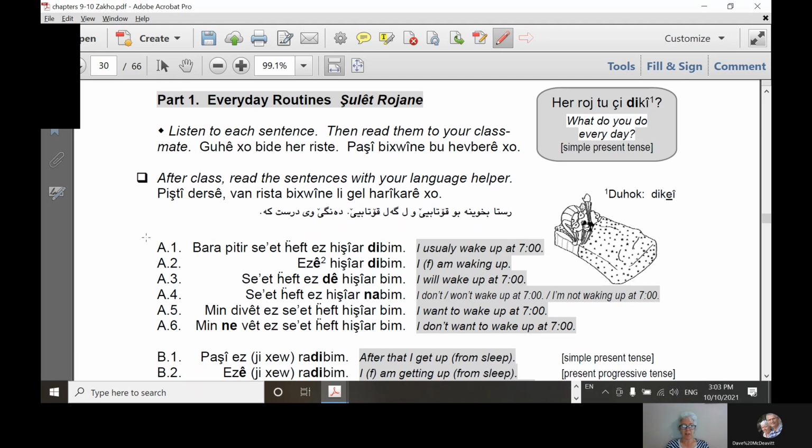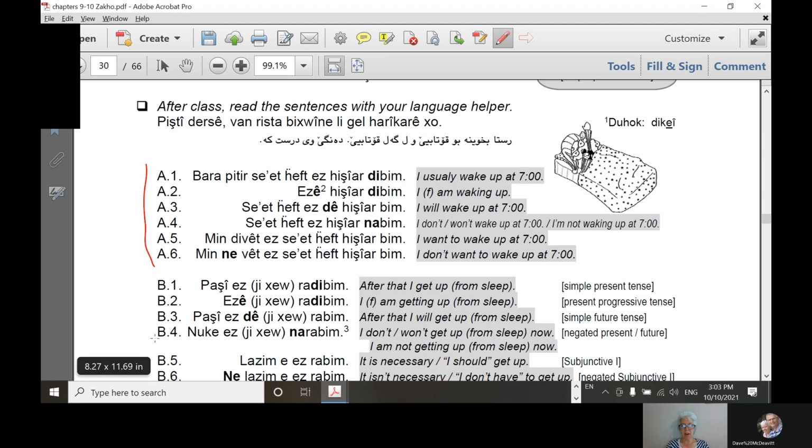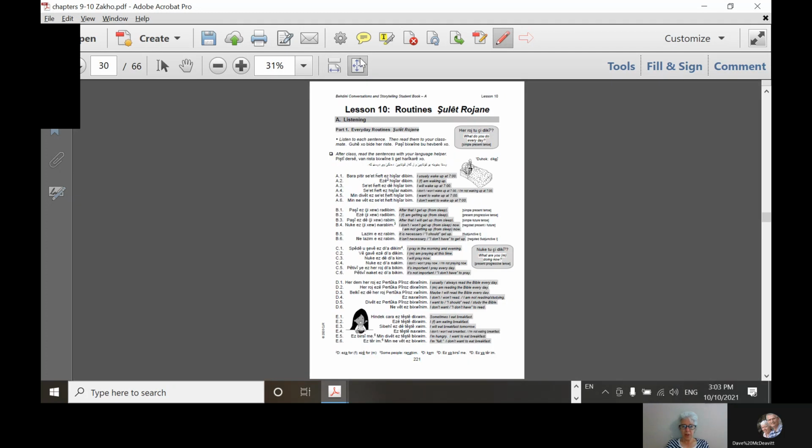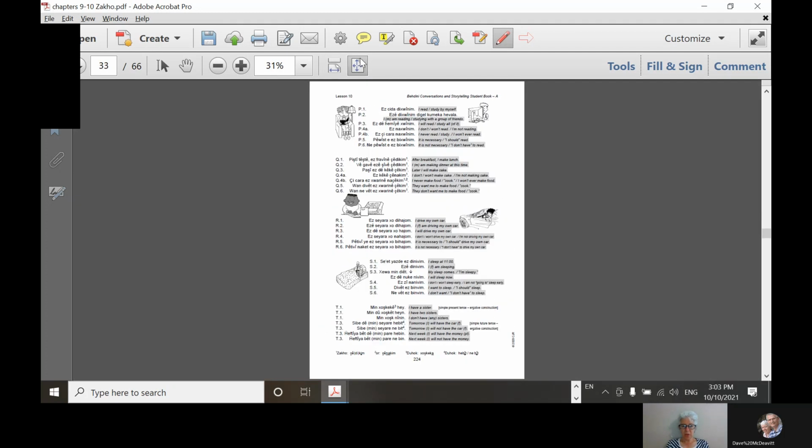Each letter has several examples, and you can study these, you can compare them. In the B section, it gives you the grammatical terms for these things: simple present, present progressive, simple future, negated present and future, subjunctive I with the modals, and negated subjunctive I. So there are several of these that you can go through.